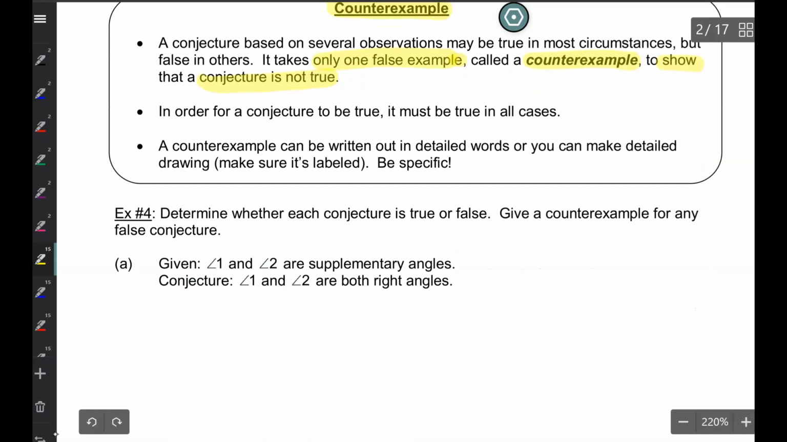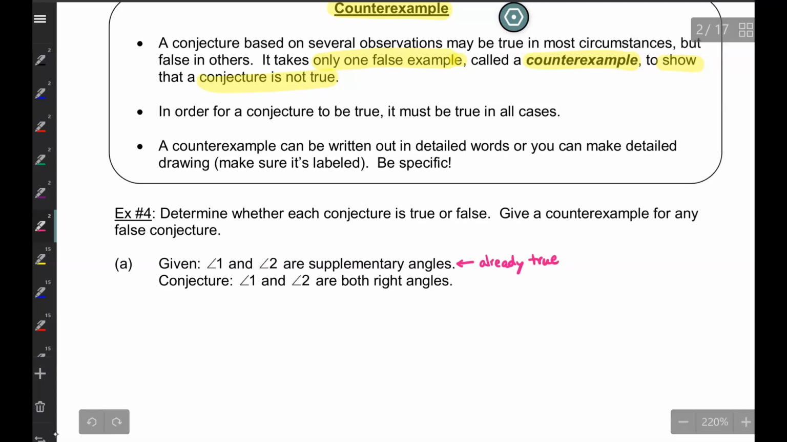Okay, so here's our first example. Determine whether each conjecture is true or false. Give a counterexample for any false conjecture. So given, basically this is the part that has to be provided. So this is already true. Basically this is known.